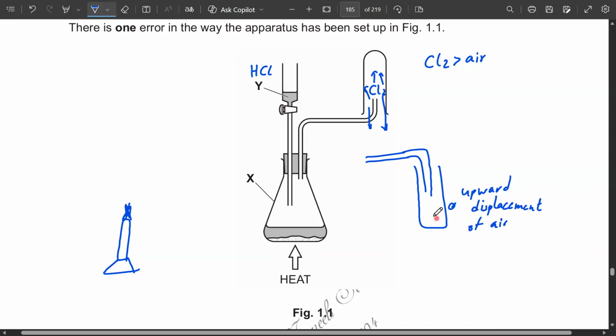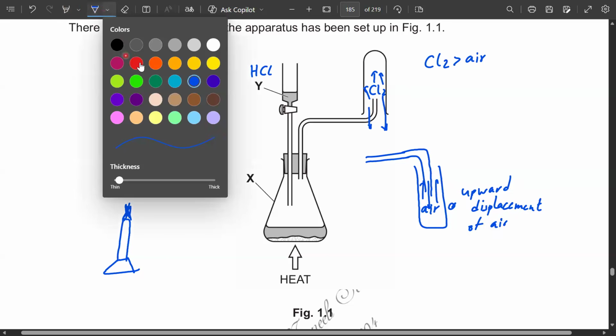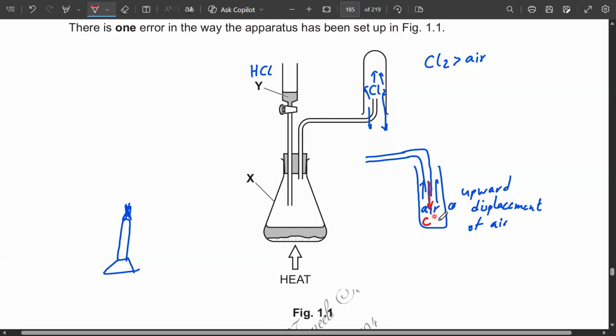Because in this way, the air inside this tube will be pushed upward and the chlorine gas will be pushed downward. Chlorine gas is moving downward and the air is pushing upward. So this is called upward displacement of air. So this is how we can do it.